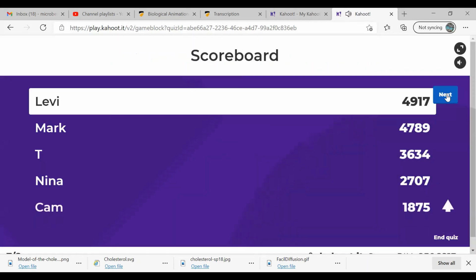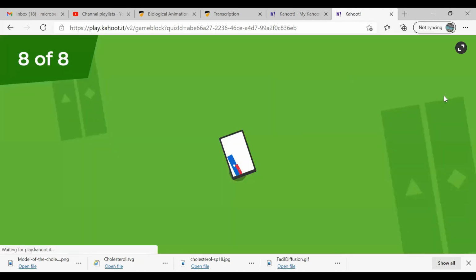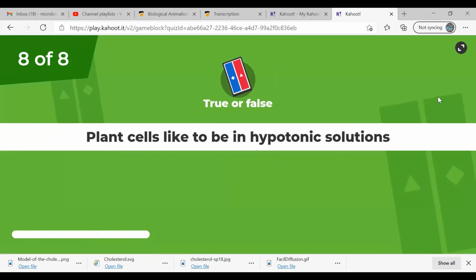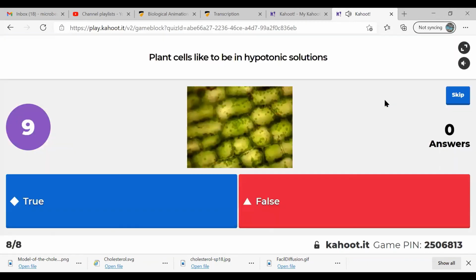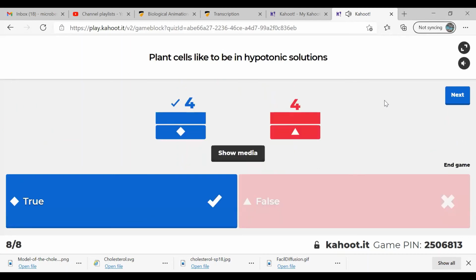Okay, one more question, I believe. True or false? Plant cells like to be in a hypotonic solution. Oh, divided down the middle. So remember, hypotonic means there is less solute on the outside than on the inside. So it's true. Plants like to be in pure water, and so the answer is true.